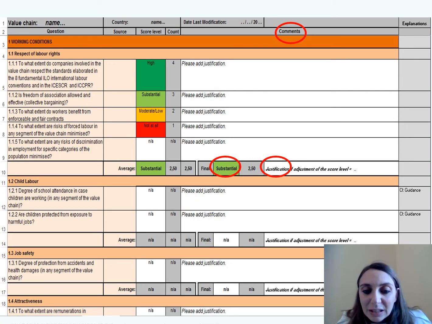There we go. Here you can see, better highlighted in red, that you can add a justification if you modify your average score. And then you have also on the top the place where to make comments. So you can actually insert a reply to each of the questions. We will read them and we will actually include all those answers in the information system.